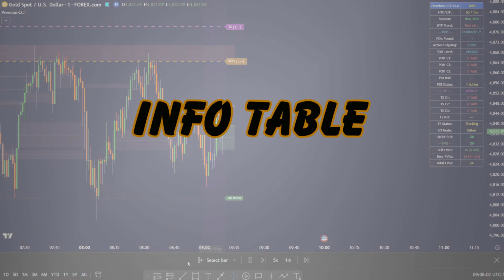The info table is your mission control. Everything you need to know at a glance is right there.